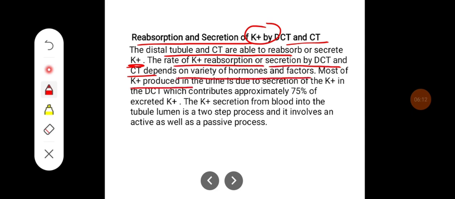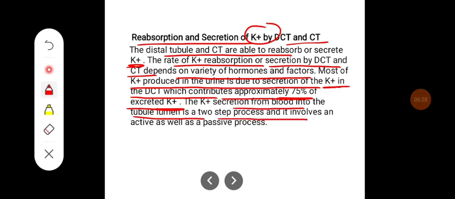Most of the potassium excreted in the urine is due to secretion of potassium in the DCT, which contributes approximately 75% of the excreted potassium. The potassium secretion from the blood into the tubule lumen is a two-step process which involves an active as well as a passive process.